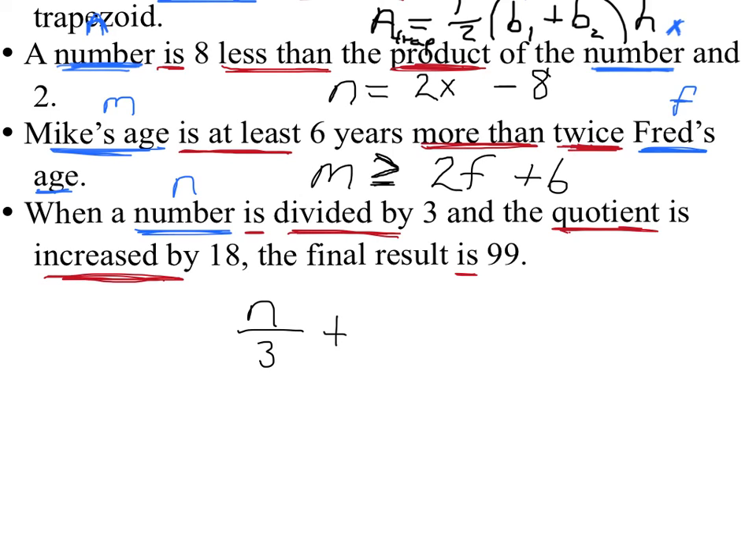So let's take this division right here, and we're going to add 18. I probably shouldn't have drawn a box around that. Makes it look like that's the answer, huh? It's increased by 18, and the final result is, so equals 99. That was far easier than what it sounded like.